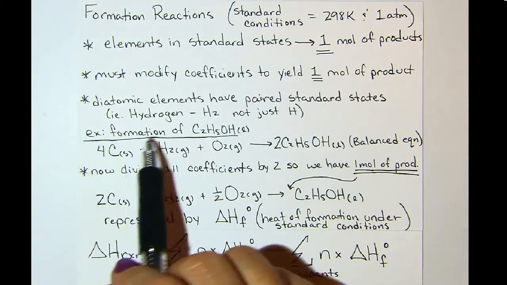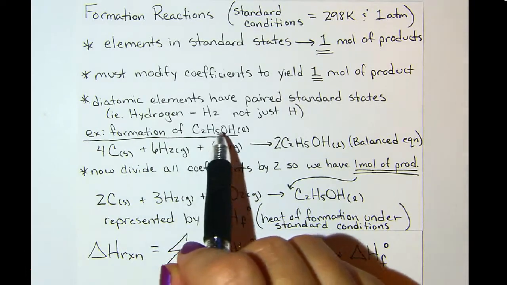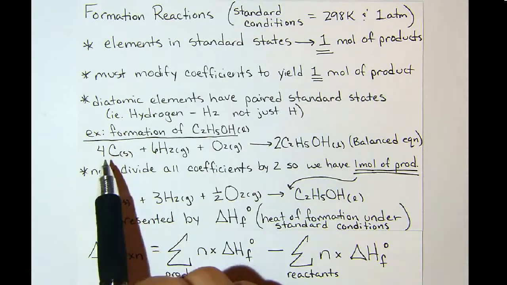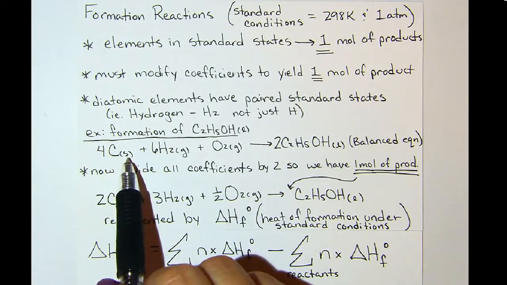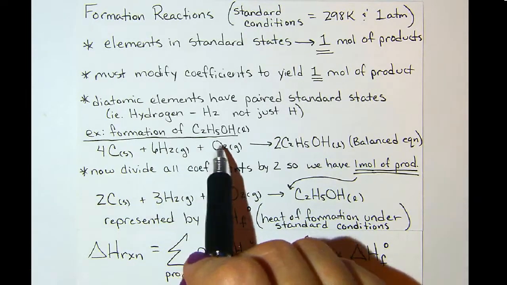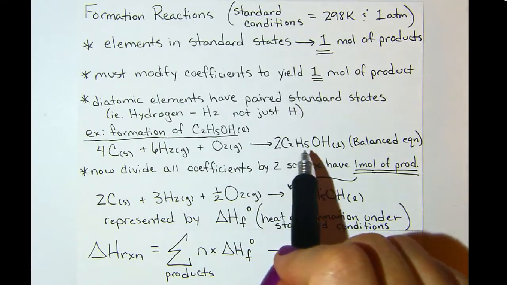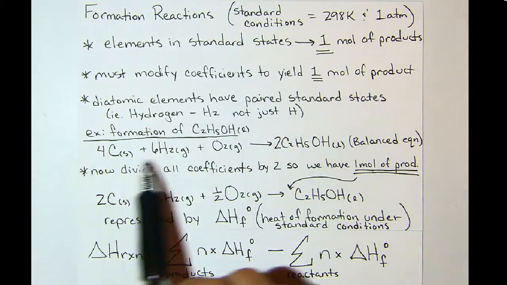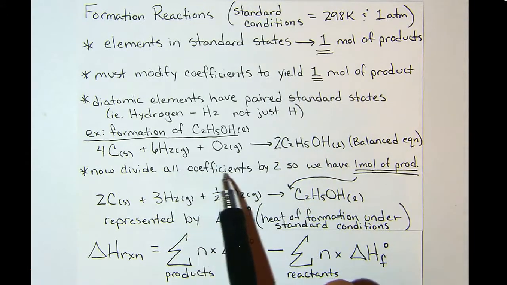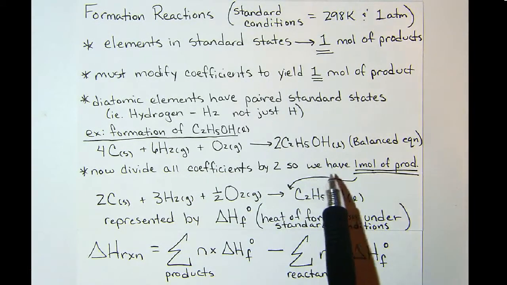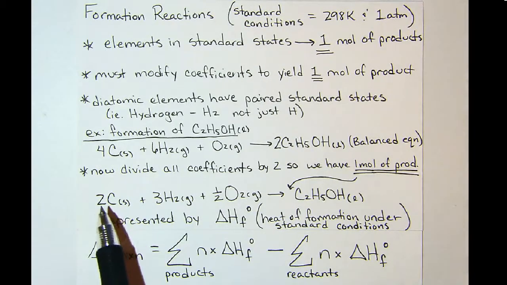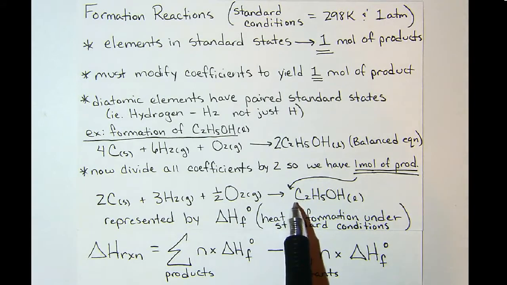And then an example of a formation reaction here is C2H5OH, where I have the elements carbon, hydrogen, and oxygen. So here's carbon, normally exists as a solid, plus H2 diatomic, and it's a gas, plus O2 gas, yields the C2H5OH liquid. And then you have to balance the equation. However, because there's a 2 here, we have to divide all the coefficients by 2, so we have 1 mole of product, which is going to yield us this as our formation reaction, a 2, 3, 1/2, 1 molar ratio.